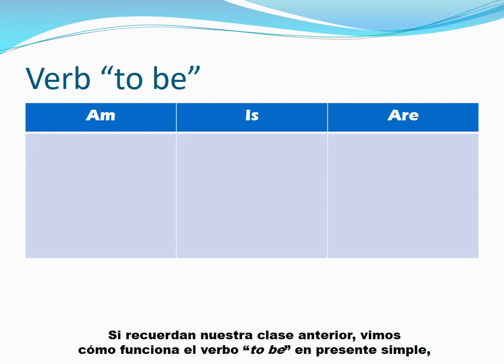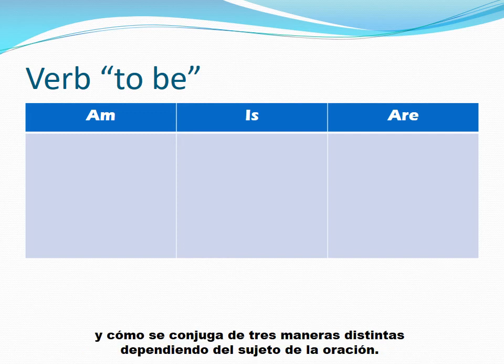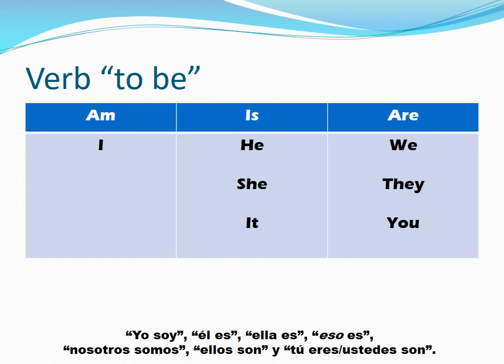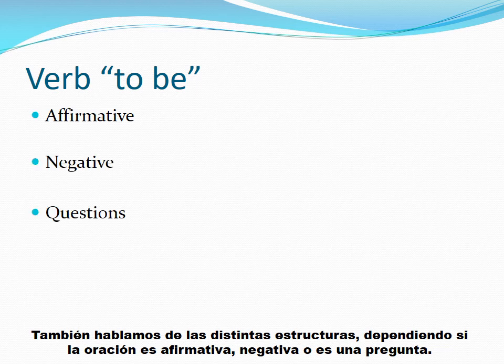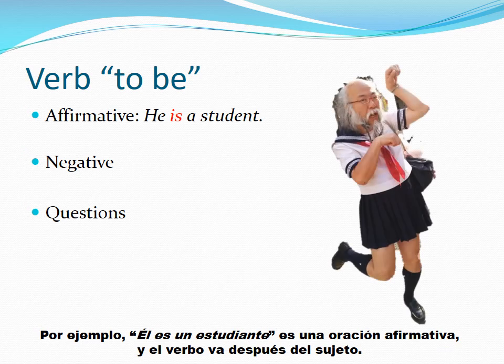Okay, so if you remember our previous lesson, we talked about how the verb to be works in the present simple and how it's conjugated in three different ways depending on the subject of the sentence. I am, he is, she is, it is, we are, they are, and you are. We also talked about the different structures depending on whether the sentence is affirmative, negative, or a question.